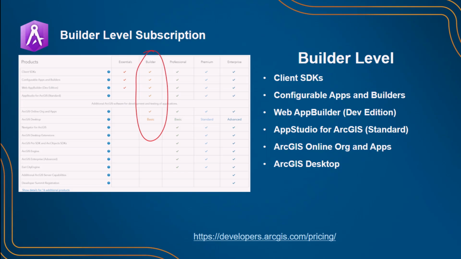And you see there, it gives you AppStudio Standard. It gives you an ArcGIS Online org and the other apps. This is all for development, it's not for production, but it gives you an ArcGIS Online org and apps to test and to work with. So you'll get Collector, Workforce, and Survey123 to work with, and it gives you an ArcGIS Desktop Basic license.